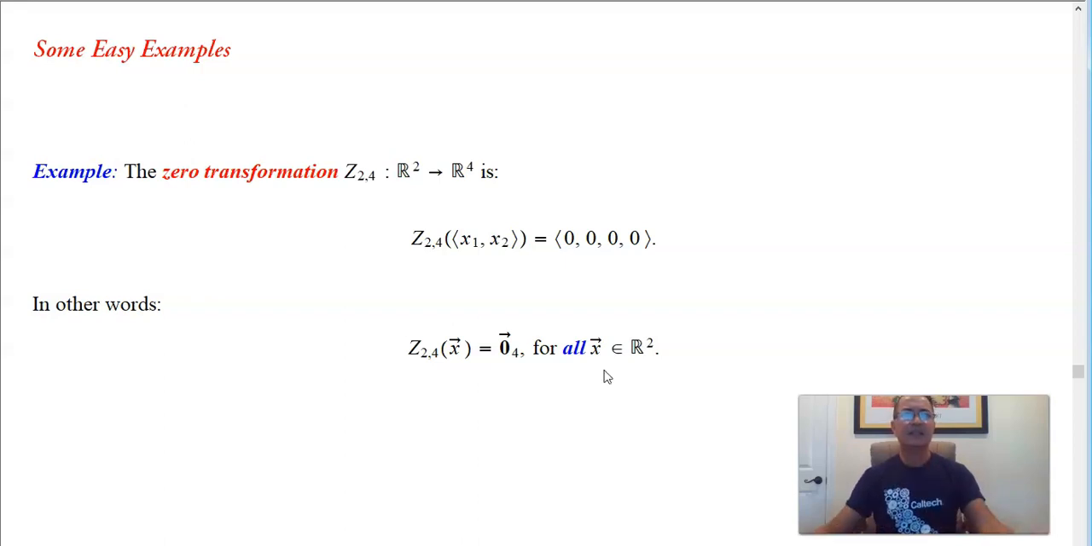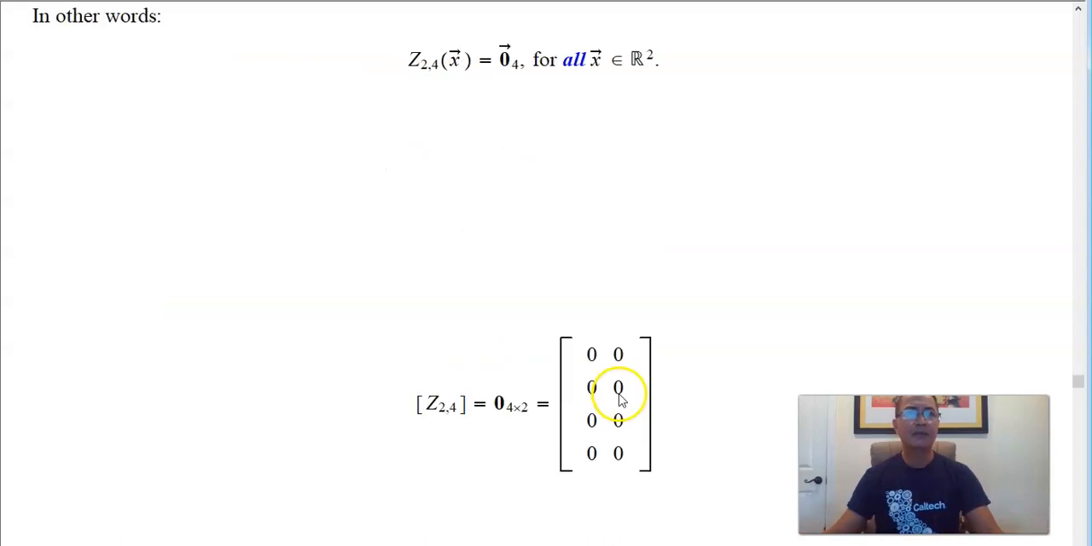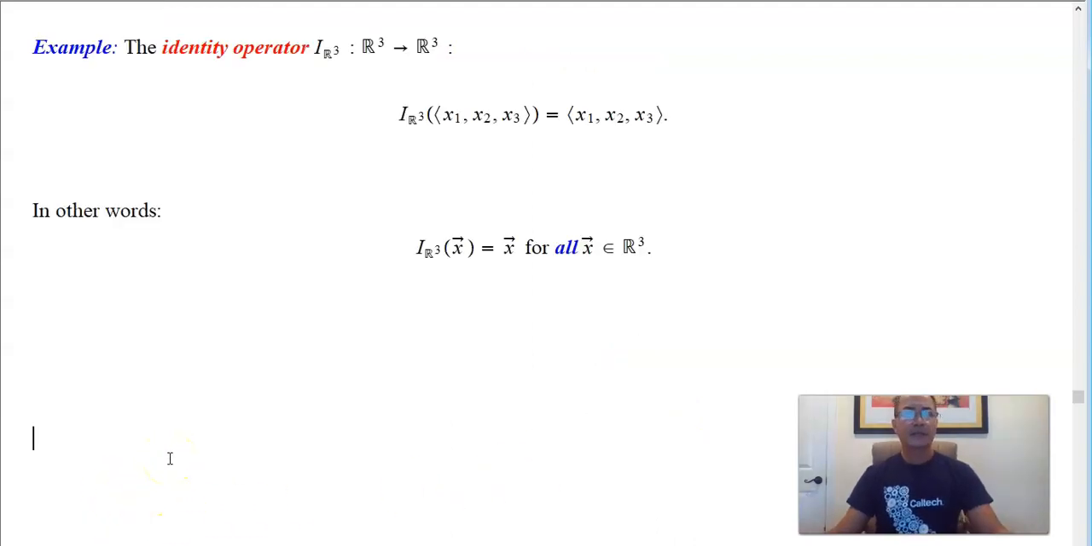Gosh, that is such a hard problem. No, that is just the zero matrix. So if you multiply this matrix by x1, x2, everything just turns into zeros. So that is, of course, a linear transformation.